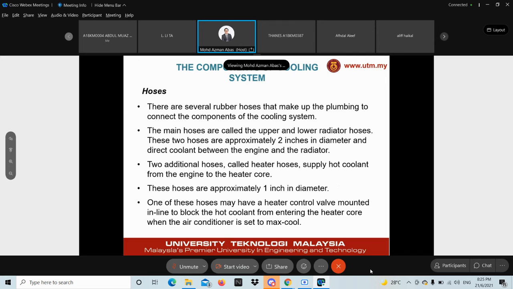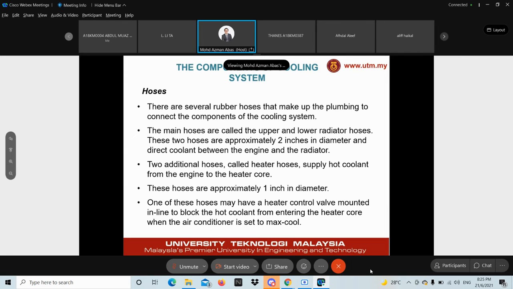Hoses, yes, there are. Basically it's quite straightforward. There are several rubber hoses that make up the plumbing to connect the components of the cooling system. Production hoses are actually quite cheap, which is why the quality is not as good as the ones that you can buy in the aftermarket.